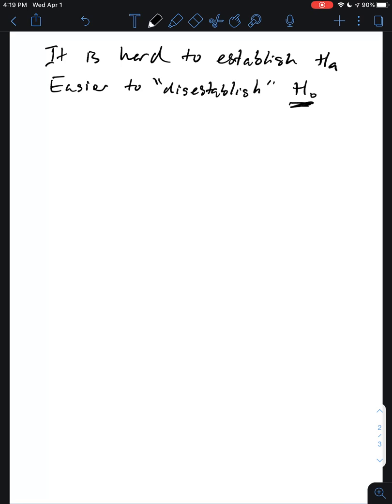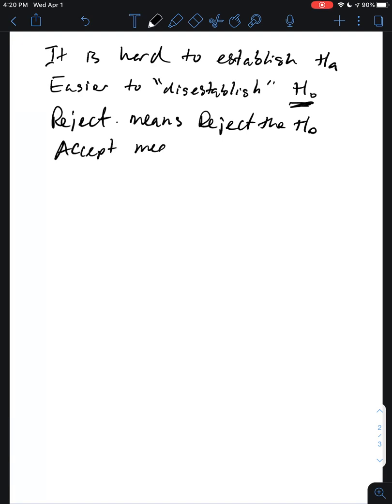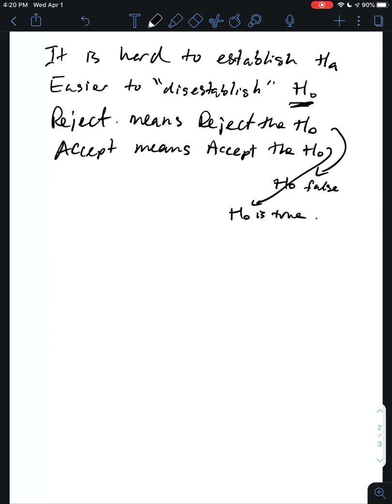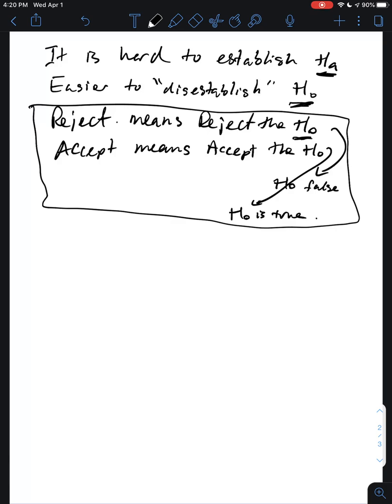So with that in mind, the language that we're using: when I say reject, that means reject the null hypothesis. Rejection means rejecting the null hypothesis. Accepting means accept the null hypothesis. Rejection, we're saying H0 is false. And acceptance, we say H0 is true. Everything is relative to the null hypothesis. Then once we've decided what to do about the null hypothesis, we will conclude or comment about the alternative hypothesis. But the language that we use is relative to the null hypothesis, rejecting or accepting it.